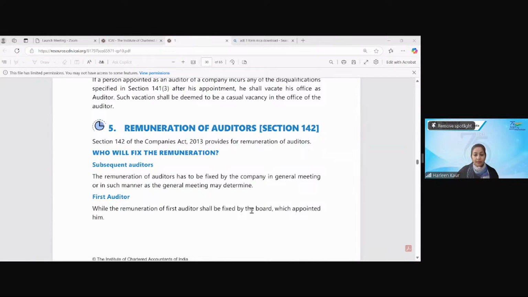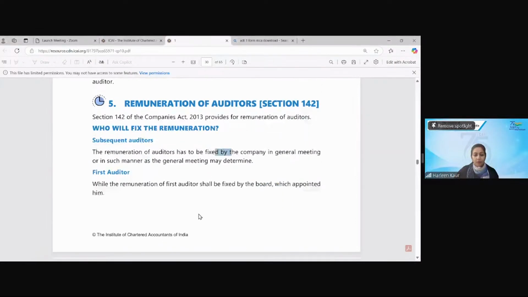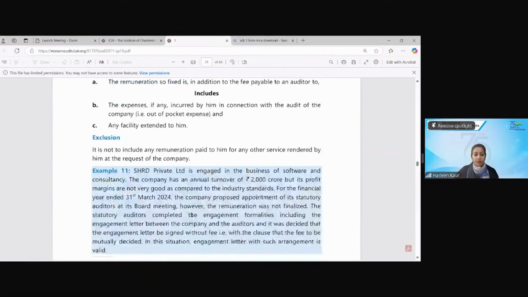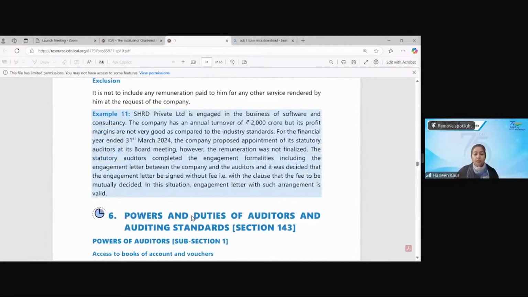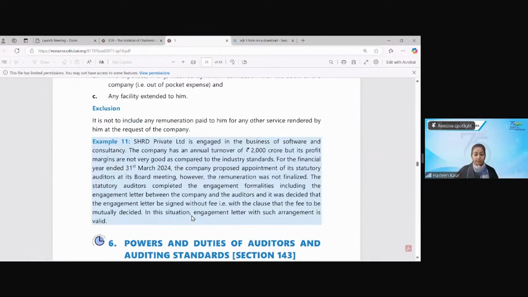See, it is clearly written. It is fixed by the board. It is fixed by the company. General meeting means shareholders. So if the engagement letter has been made, will it be a valid engagement letter? Yes or no? What is the answer given by all of you? Invalid. Okay, all of you are saying, ma'am, it becomes invalid.